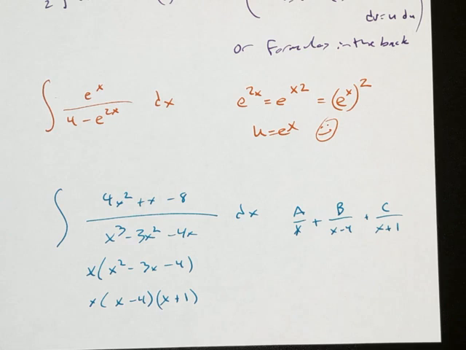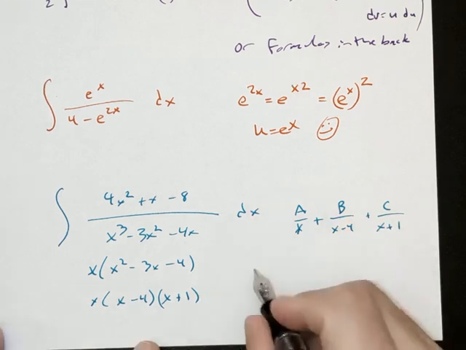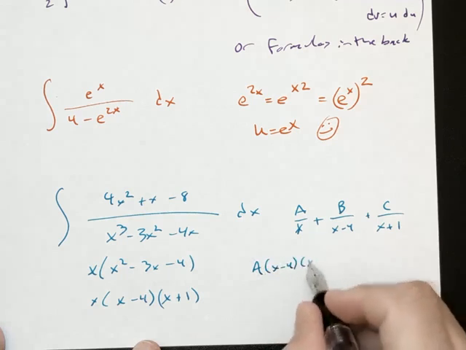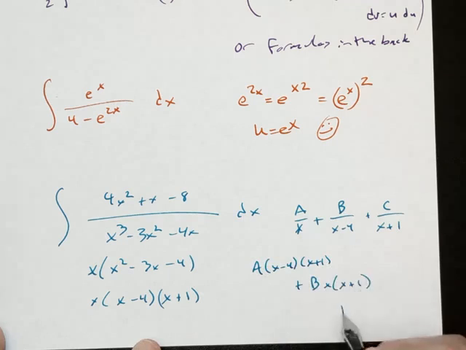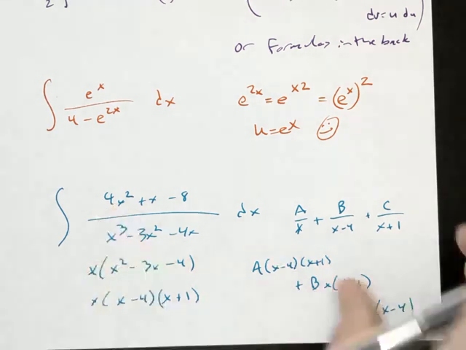A sneaky method. I'm going to have to do all that cross multiplying and gather my like terms and all that, right? And isn't that just thrilling? Bah. Let's do the cross multiplying. A, x minus 4, x plus 1. B, x, x plus 1. C, x, x minus 4. That'll be the top when I get a common denominator, right? So that piece has to be equal to this piece.